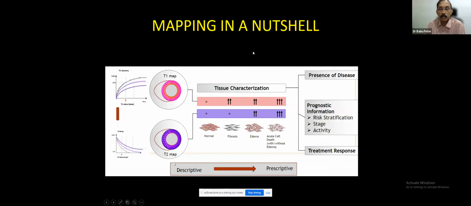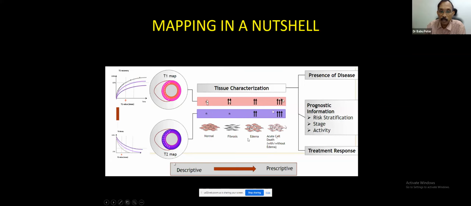So to summarize mapping in a nutshell, the T1 mapping and T2 mapping can be used for tissue characterization, where if both are normal, the myocardium is normal. In fibrosis, T1 values are increased. In edema, both the T1 and T2 values are increased. When both are very much increased, it reflects acute cell death as in myocardial infarction.